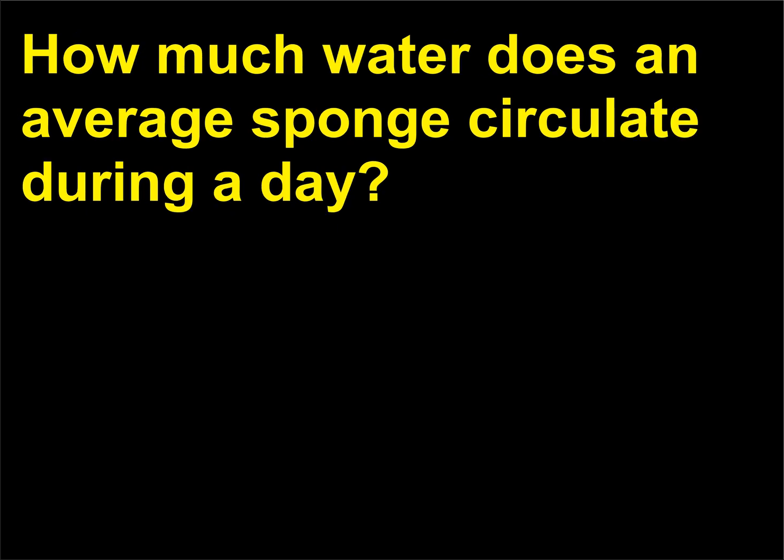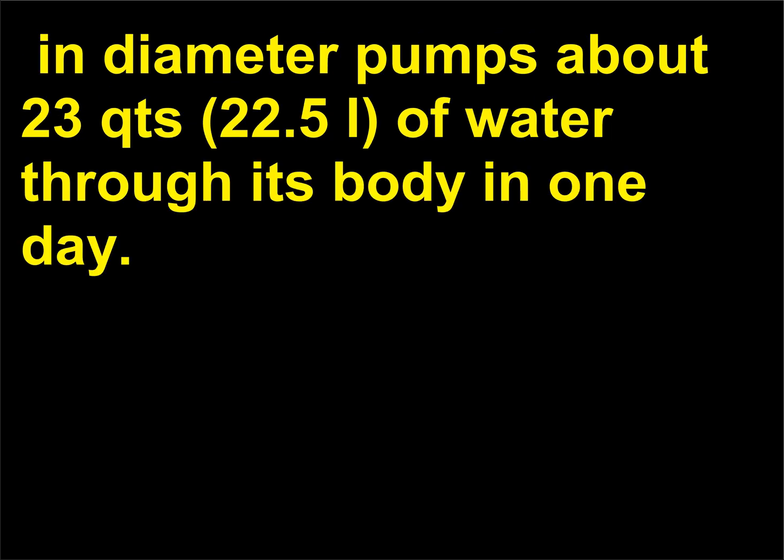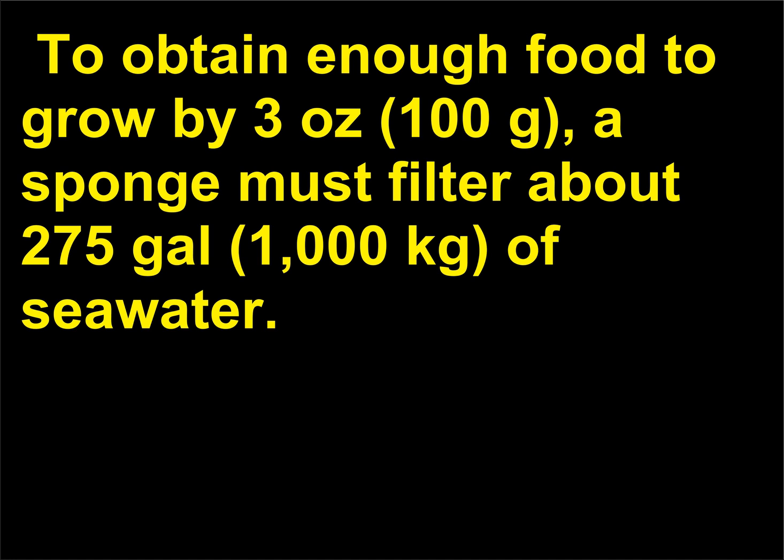How much water does an average sponge circulate during a day? A sponge that is 4 in (10 centimeters) tall and 0.4 in (1 centimeter) in diameter pumps about 23 qts (22.5 L) of water through its body in one day. To obtain enough food to grow by 3 ounces (100 g), a sponge must filter about 275 gal (1000 kilograms) of seawater.